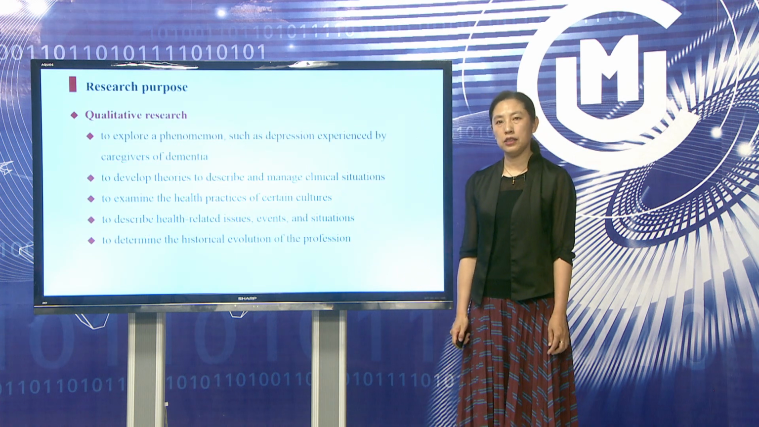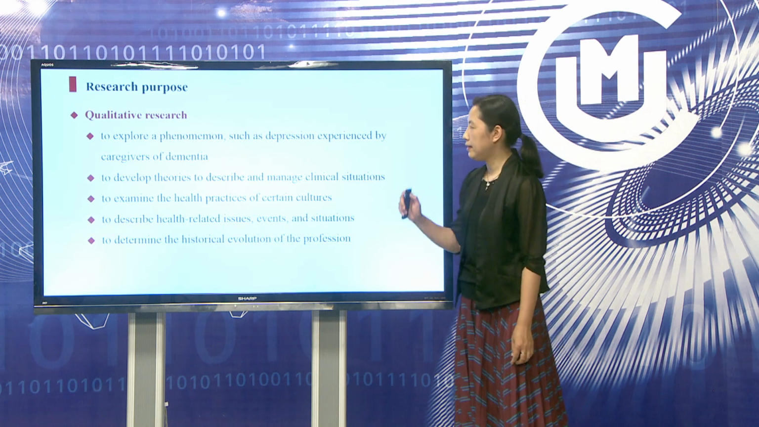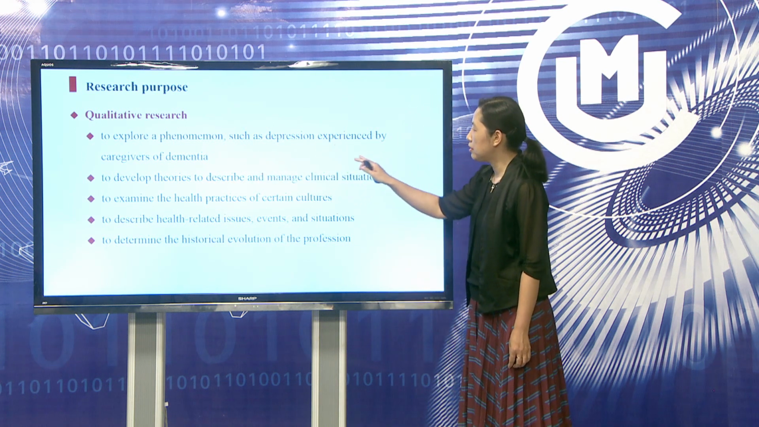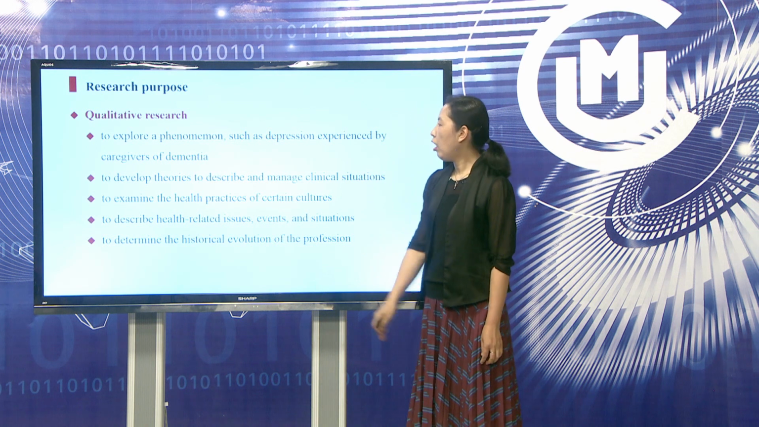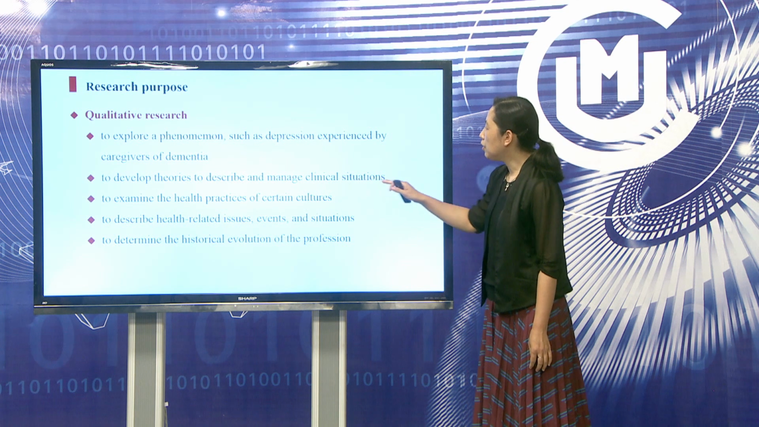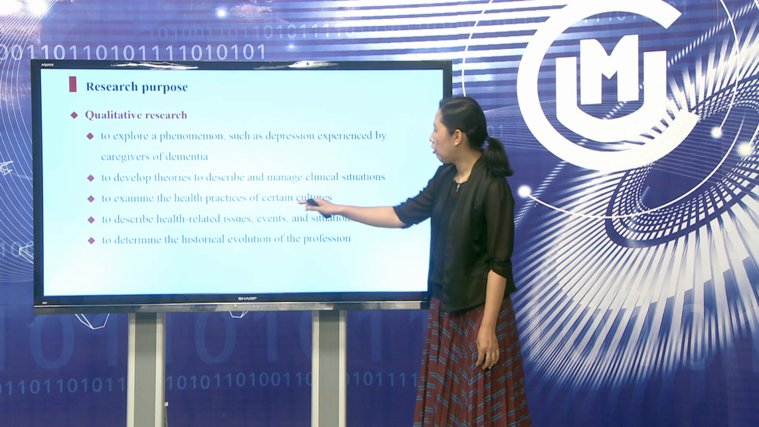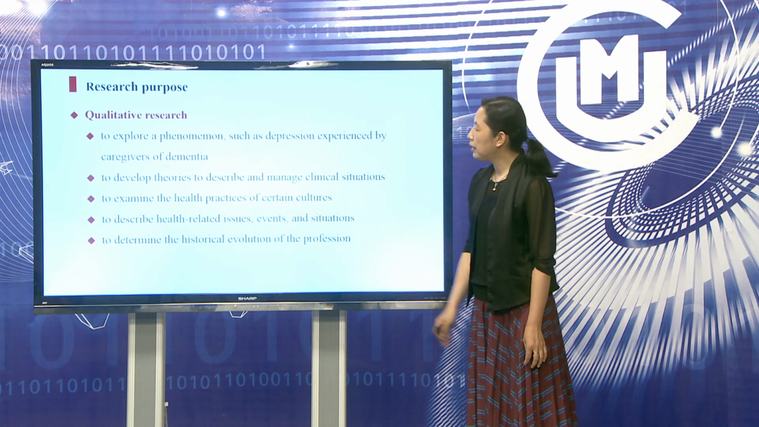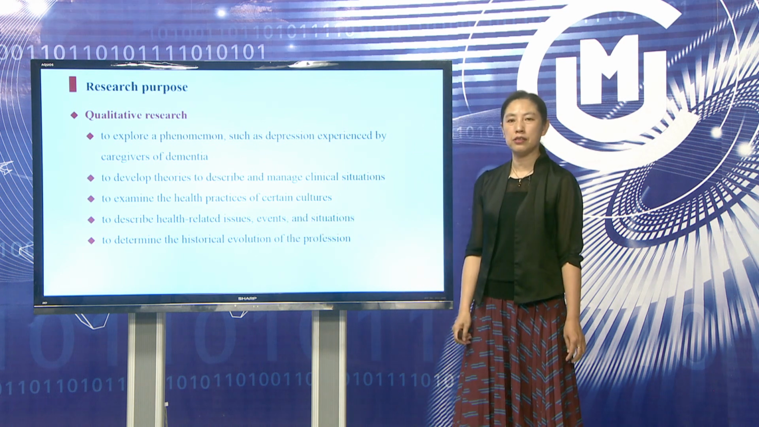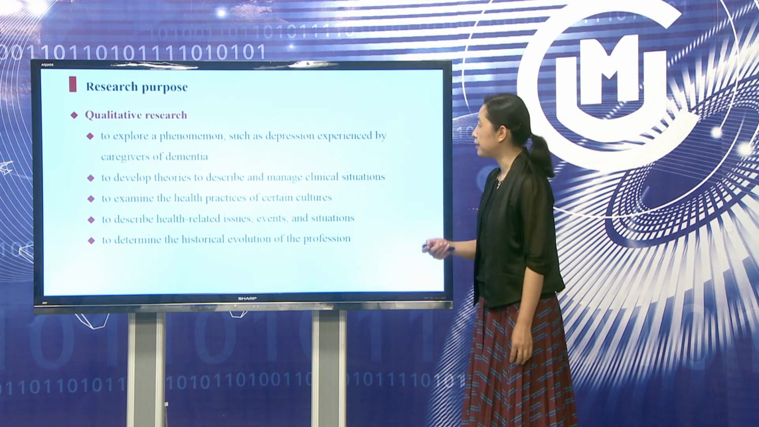For qualitative research, when you write down the purpose, you may write like this: to explore a phenomenon such as depression experienced by caregivers of dementia patients, or to develop theories to describe and manage clinical situations, or to examine the health practices of certain cultures, or to describe health-related issues, events, and situations, or to determine the historic evolution of the profession.